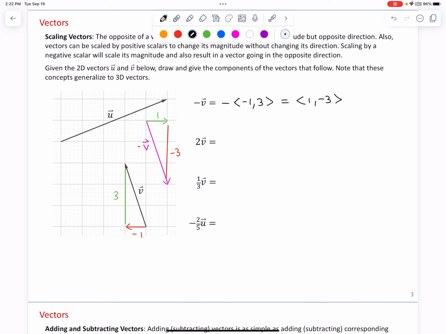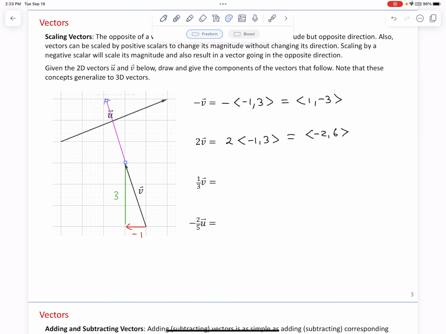Now, 2 times v can be calculated by doubling the components of v, and distribute, and we get -2, 6. Visually, doubling v keeps the same direction as v, but doubles its magnitude. And you see, to go from tail to head, you would have to go left now 2 units, followed by going up now a total of 6 units, confirming that doubling the components produces a vector that keeps the direction, but doubles the magnitude.